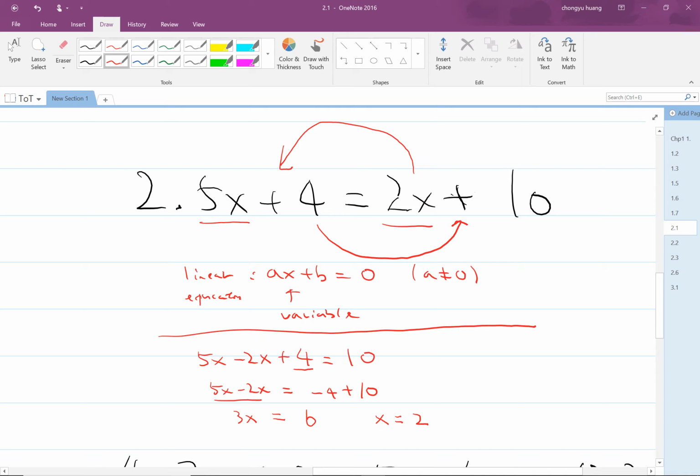I move 2x to the other side, so 2x becomes negative 2x, right? And then I move plus 4 to the other side, so it becomes negative 4, right? And then after that everything becomes easy to solve, right? 3x equals 6, and finally we get the answer. We finish the answer as x equals 2. That's the solution for x, which is the variable, right?